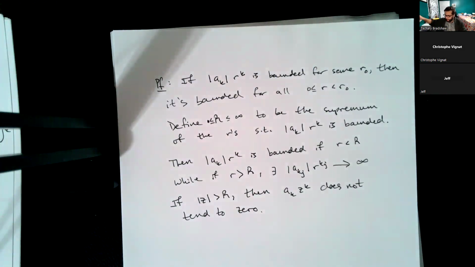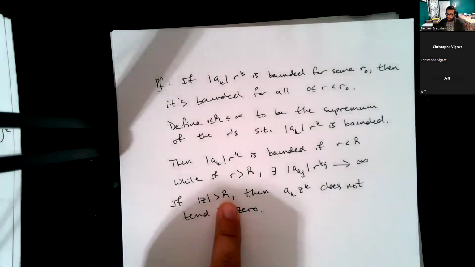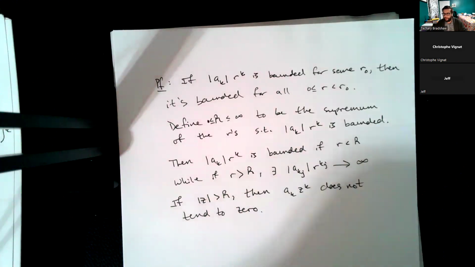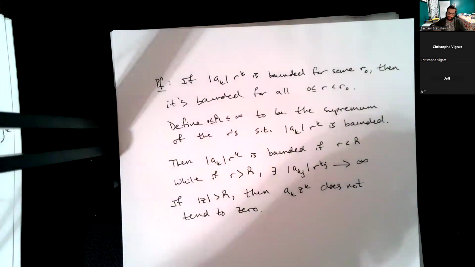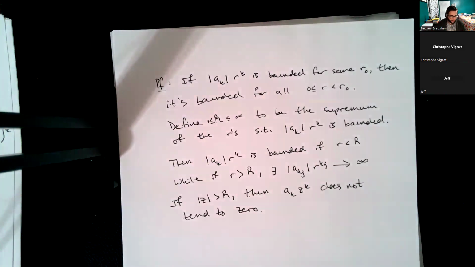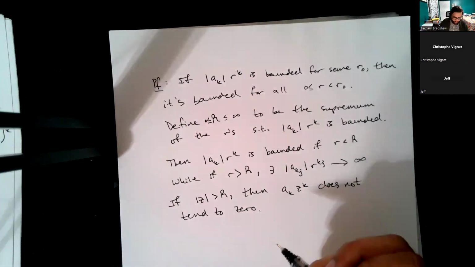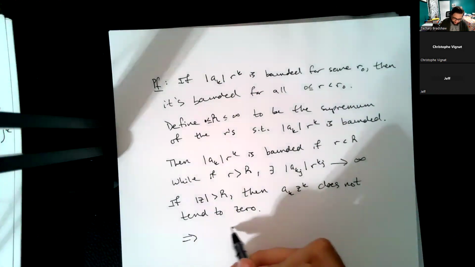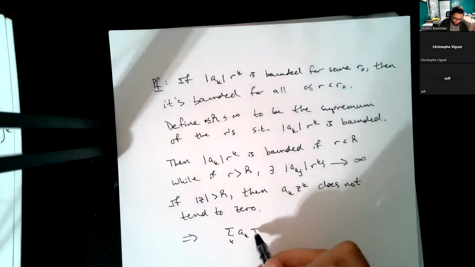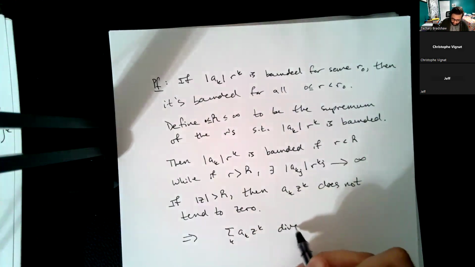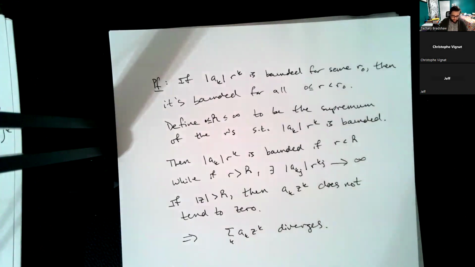Right? Because that would be an example of an r which is bigger than capital R. And so there must be a subsequence that diverges. And so this thing's not going to tend to zero. And we know that for convergent series, the terms will converge to zero. So this tells us that the power series diverges.